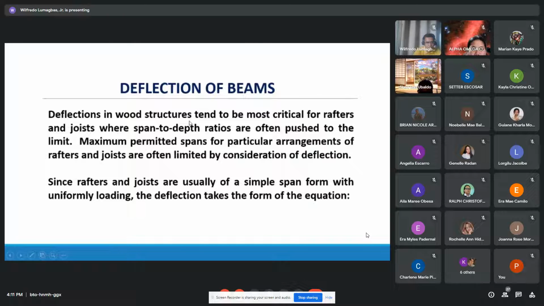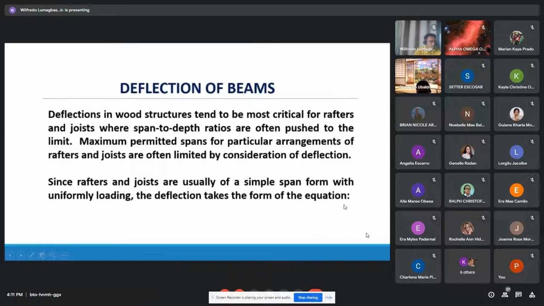Deflections in wood structures tend to be most critical for rafters and joists, where span to depth ratios are often pushed to the limit. Maximum permitted spans for particular arrangements of rafters and joists are often limited by consideration of the deflection. Since rafters and joists are usually of a simple span form with uniform loading, the deflection takes the form of the equation.